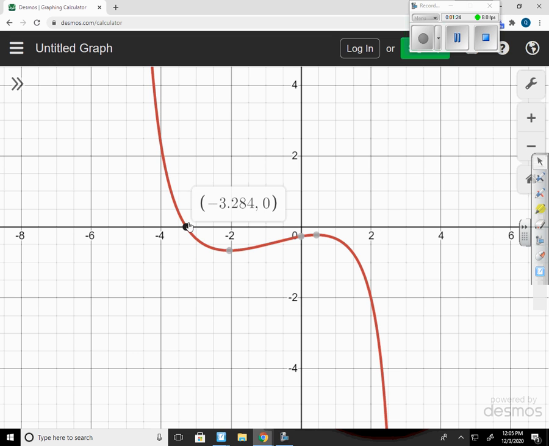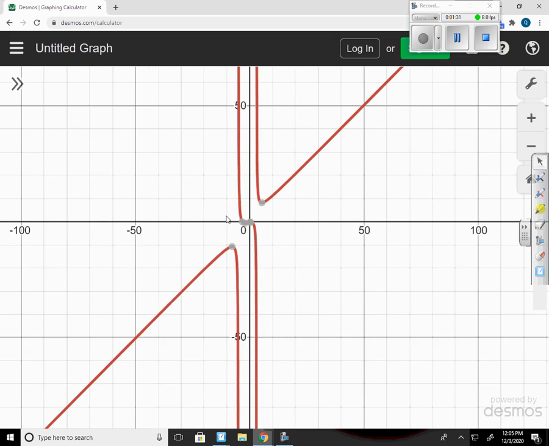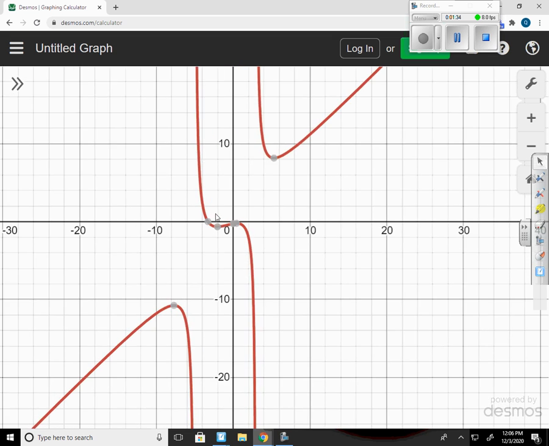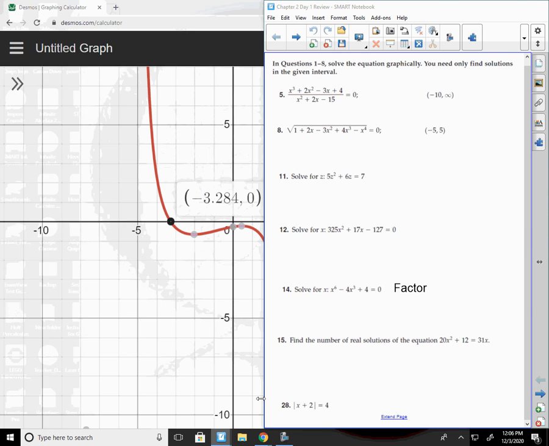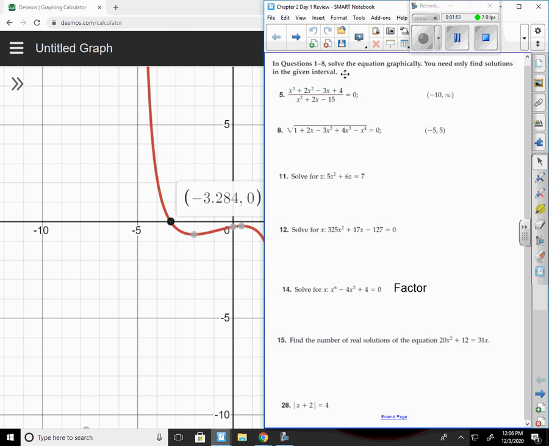It fooled me. I can see that it crosses at negative 3.284, but it's never going to cross the x-axis again. So that's our only answer, at negative 3.284, because that's where it crosses the x-axis. So that's it. Because that's within our interval from negative 10 to infinity, we know that it's all good. Make sense? Good.